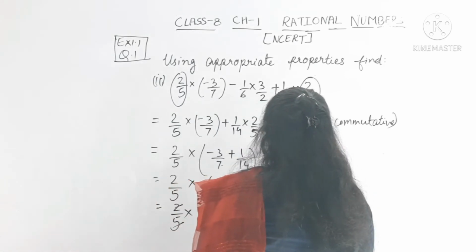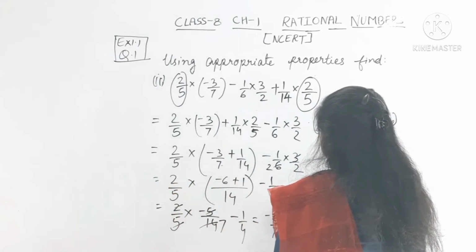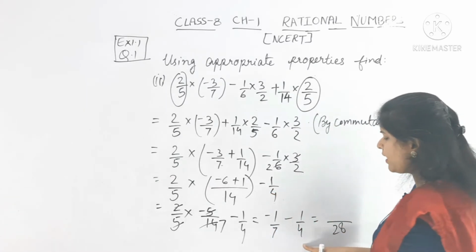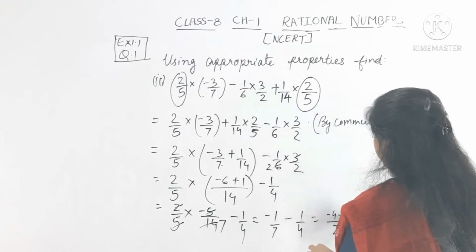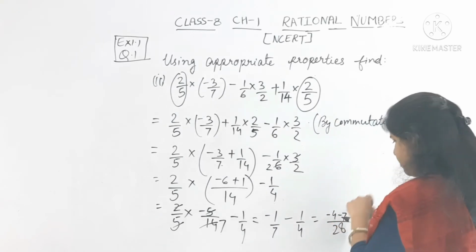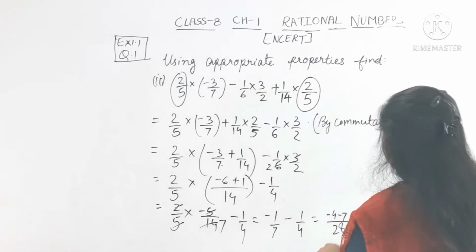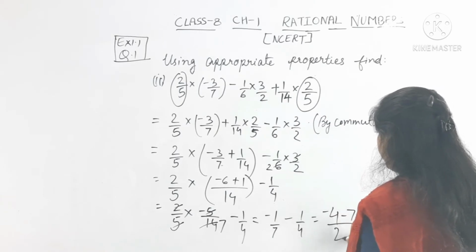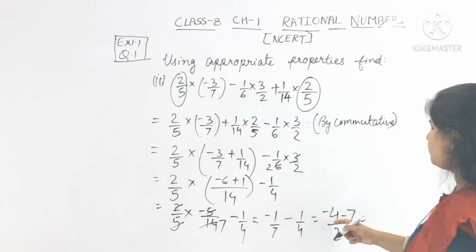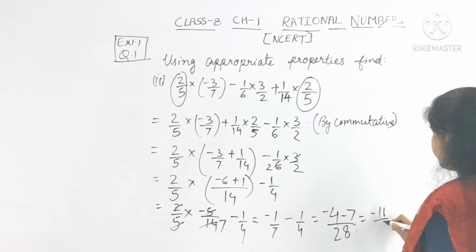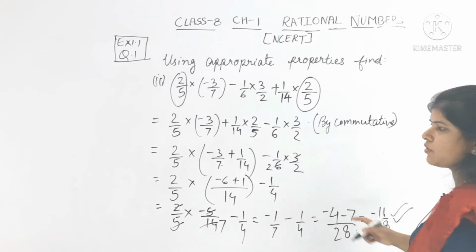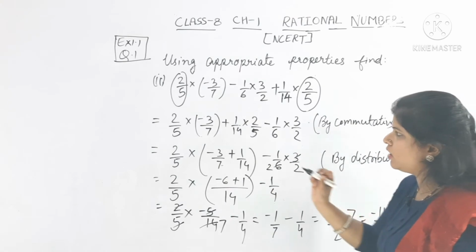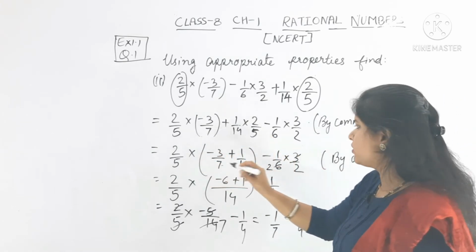So I am getting here minus 1 by 7 minus 1 by 4. So you can take LCM, 7 4s are 28. Okay. So here I am getting minus 4 minus 7, so minus 4 minus 7 upon 28, right? So 7 plus 4 is 11. So I am getting minus 11 upon 28. So this is the answer for part 2. Okay, so this is by distributive property. We had taken common here.